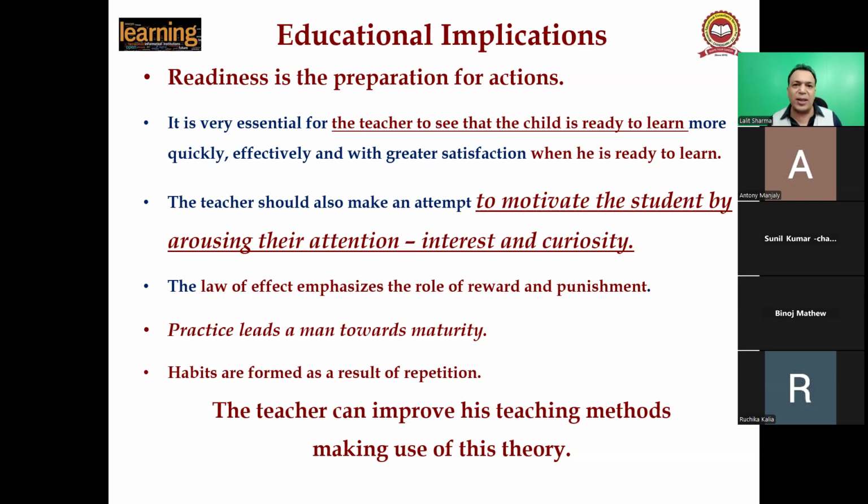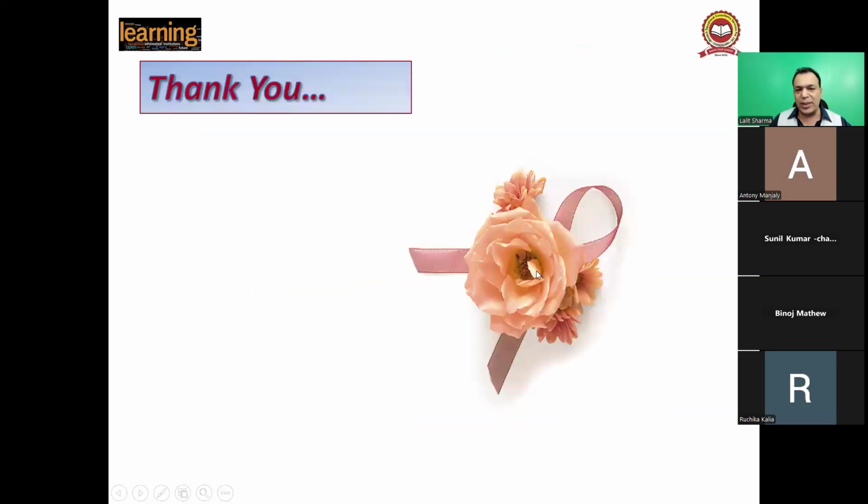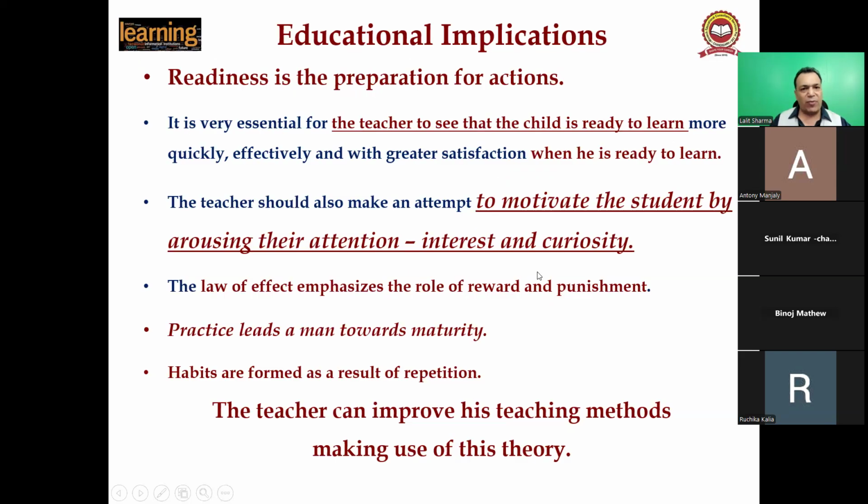So what have you learned from this theory? You don't have to go directly into the class and start teaching the student. First, make the student ready. You have to teach according to the level of the student. You have to arouse the interest level, attention level, and curiosity level among the students. And practice leads a man towards maturity. So these are all the things we have learned from this method, because many students learn by making mistakes, right guys? So this was all about your first theory.